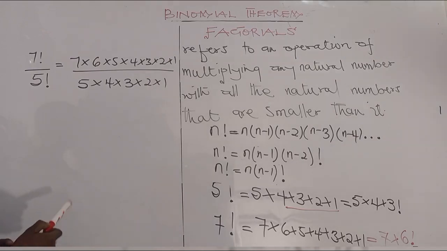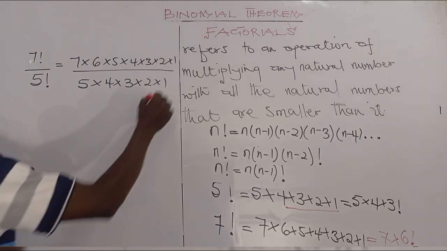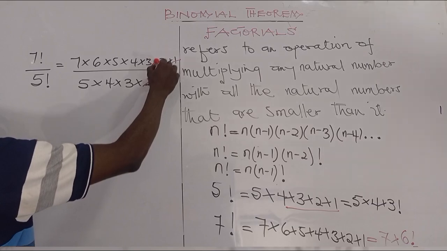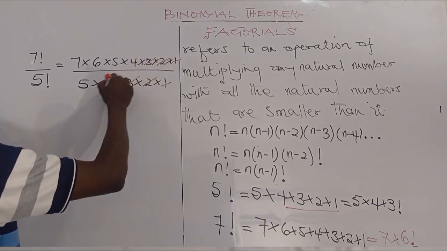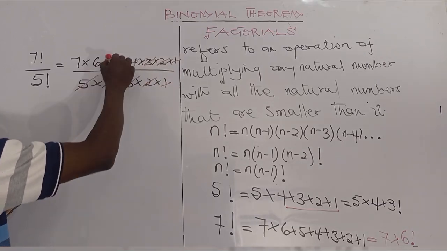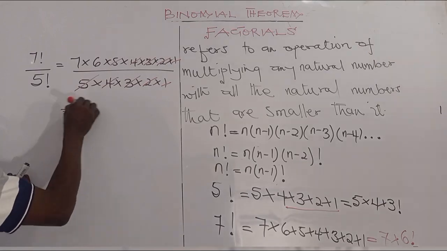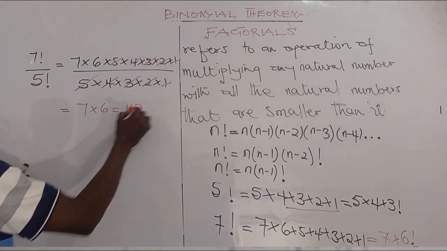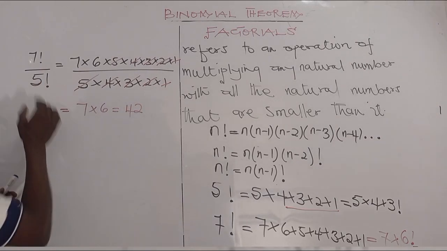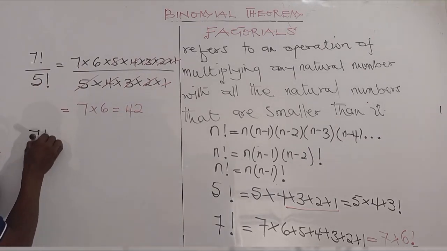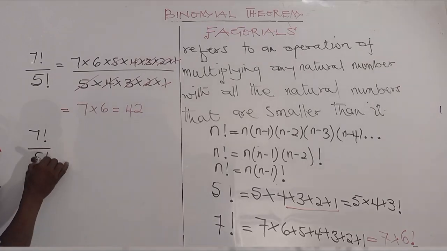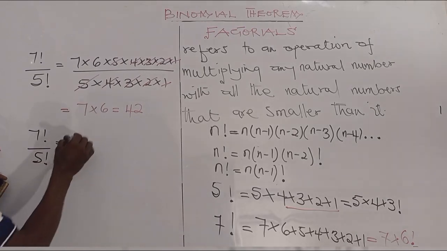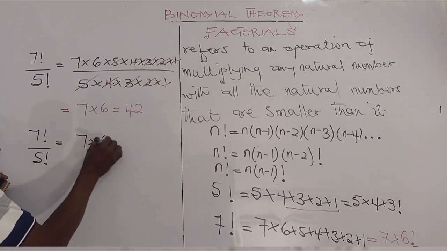So from this, we can see that 1 cancels 1, 2 cancels 2, 3 cancels 3, 4 cancels 4, 5 cancels 5. We are left with 7 times 6, and that gives us 42.